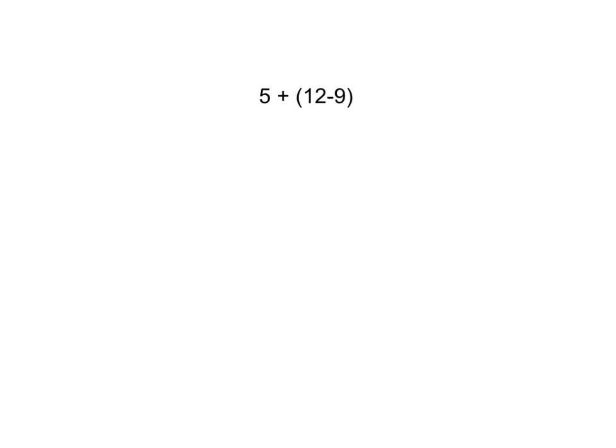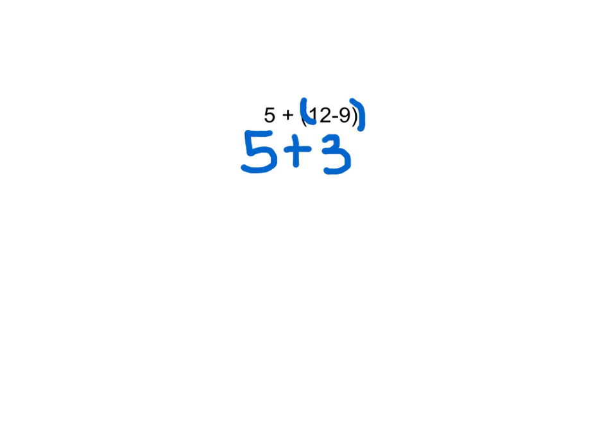Let's look at another example. This time we have 5 plus, and then we have parentheses, which show 12 minus 9. So remember, what are we going to do first? We're going to solve the parentheses first. Well, 12 minus 9 is 3. But don't forget we still have the plus 5 to deal with, and now we can go ahead and solve the problem. 5 plus 3 makes 8.